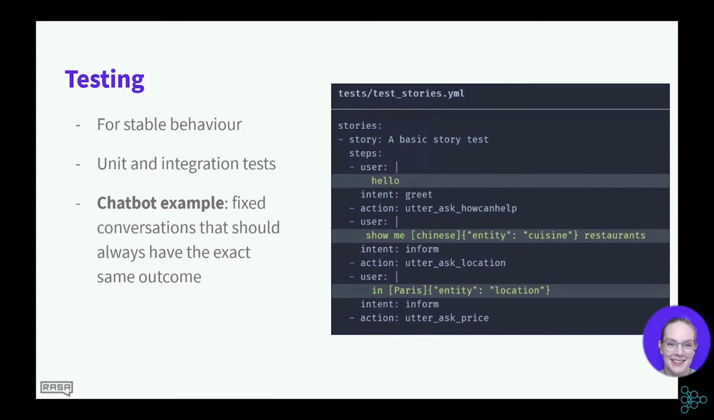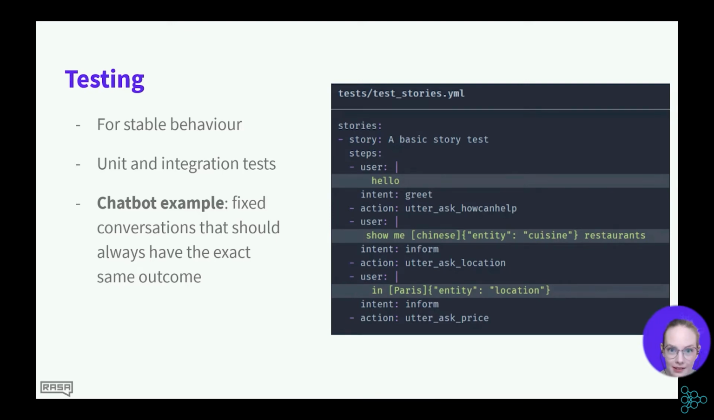Testing. This is good old-fashioned software testing. This is for stable behavior, things that should always be exactly the same, maybe specific edge cases that you want to make sure your system can handle well. Both unit and integration tests are making sure this chunk of code does what you think it should, and that once you've deployed it, it continues to do what you think it should.